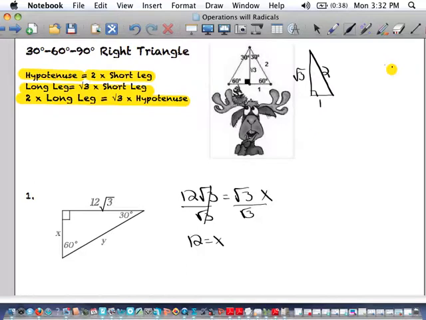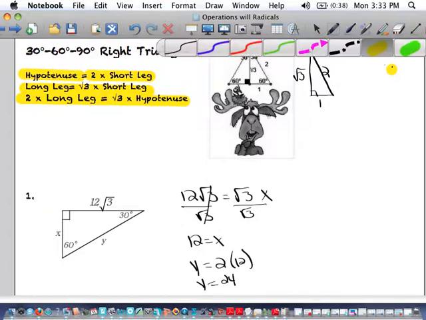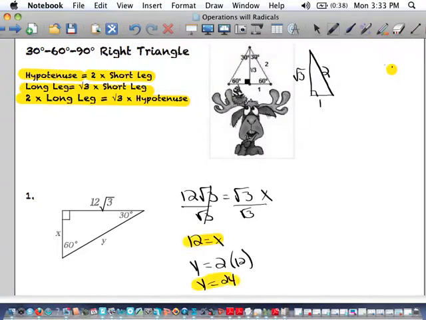Then you just need to look at the relationship between the hypotenuse, y. That is 2 times the length of the short leg, which is 12. So y is equal to 24. So in this first example, there's the x and there's y.